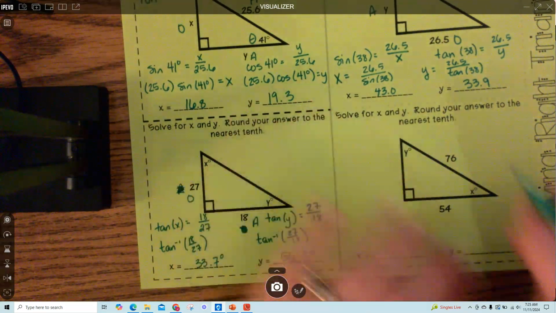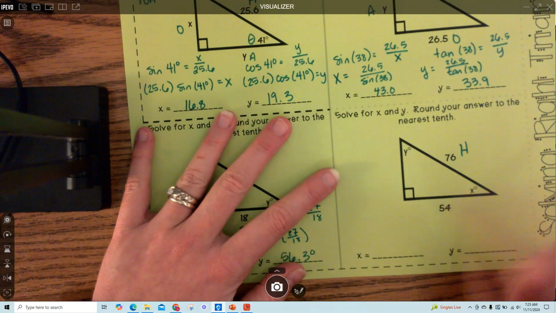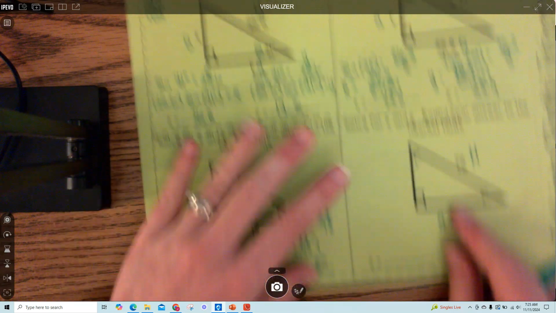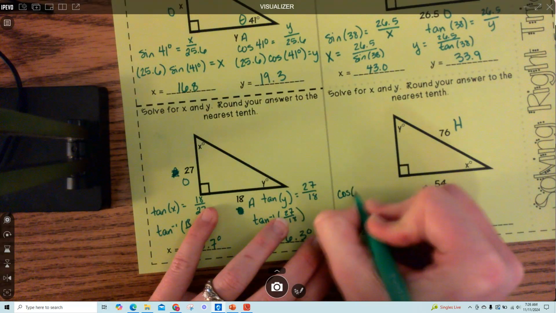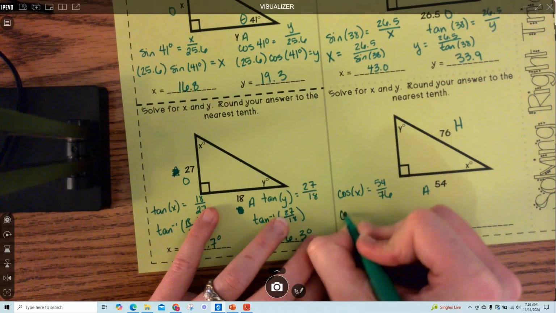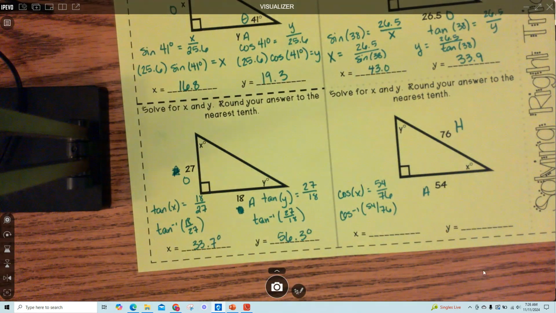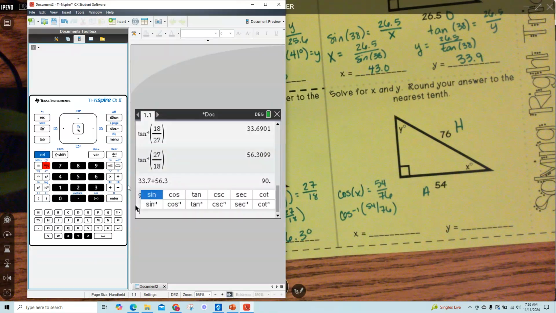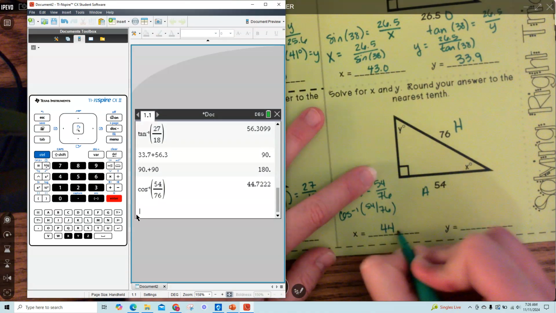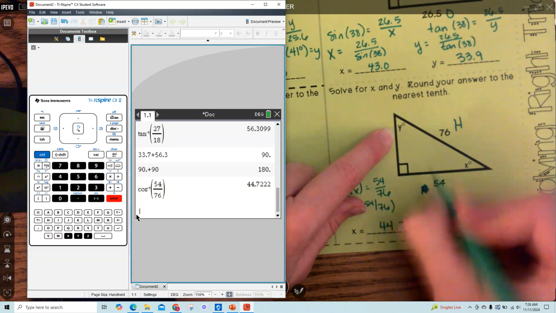Okay, this last one here, this side's always going to be the hypotenuse. But if we're looking for x, in reference to x, this side is an adjacent. So we have adjacent and hypotenuse. That's cosine. So the cosine of x is going to equal adjacent over hypotenuse. So we can use the inverse. And we get about 44.7 degrees.